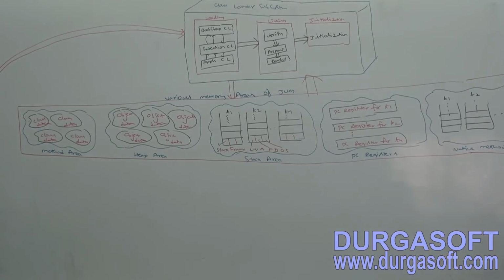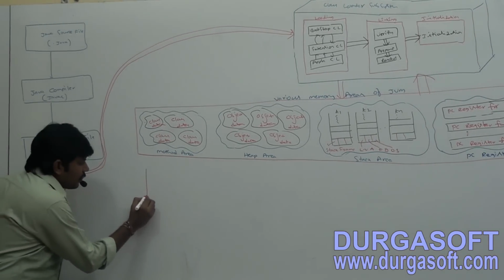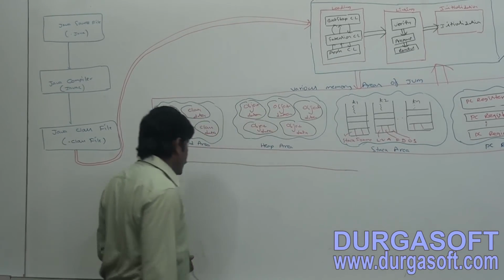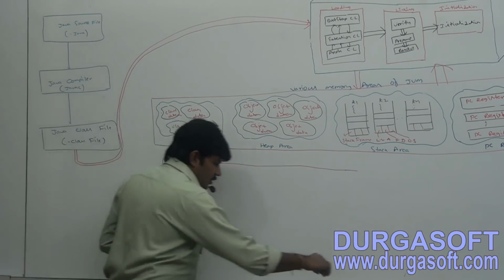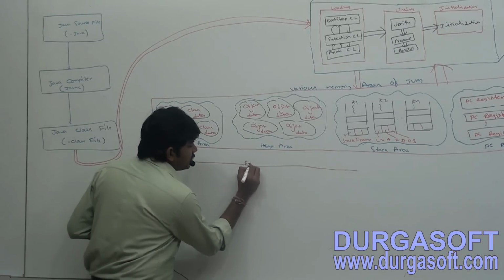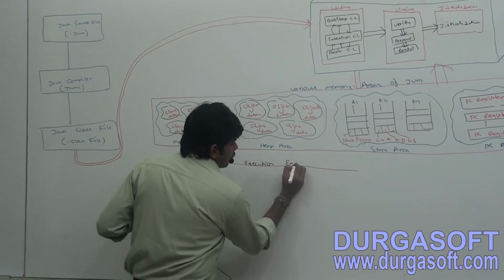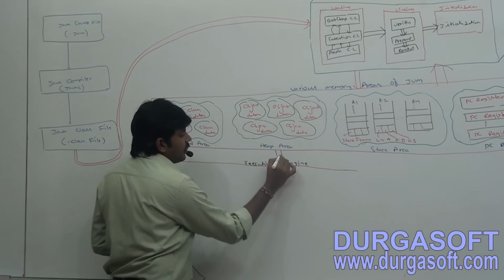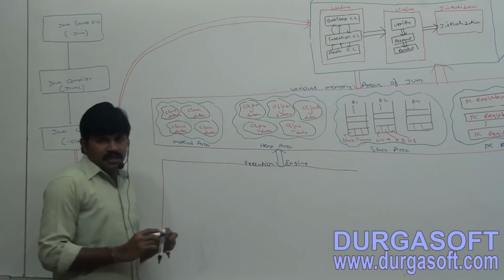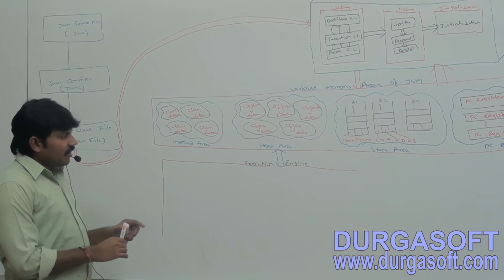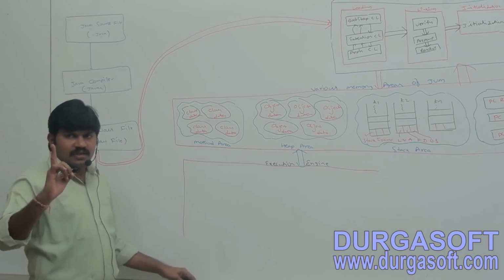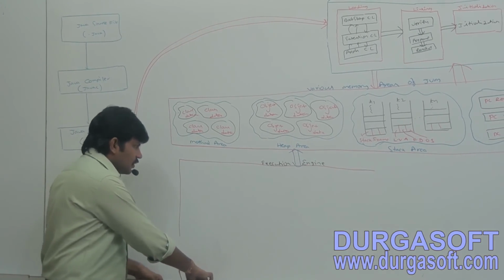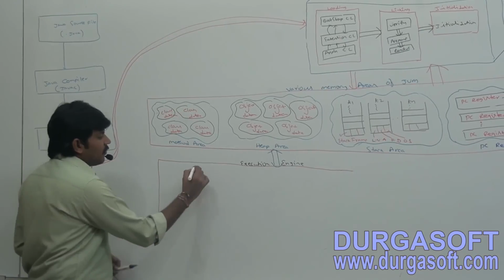Here the third part is by default considered the execution engine. So my JVM execution engine can communicate with memory areas. Have you observed that in the execution engine mainly two important parts are there? Can you spell out what is the first part? The execution engine contains mainly two parts. What is the first part?